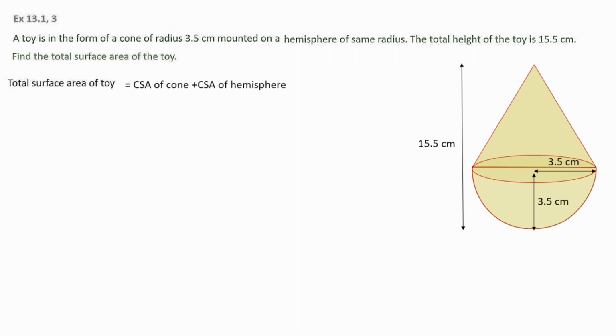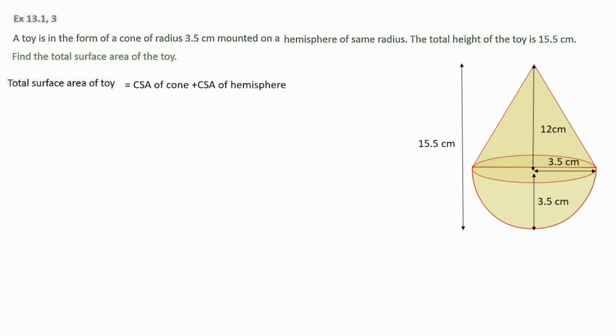So here the total surface area of the toy is curved surface area of cone plus curved surface area of hemisphere. Total surface area in the sense the area of surfaces which are visible to us. So here when we look at it from outside, the curved surface area of cone is visible, and the curved portion of the hemisphere is also visible. So when we add these two curved surface areas, we will get the total surface area of the toy.